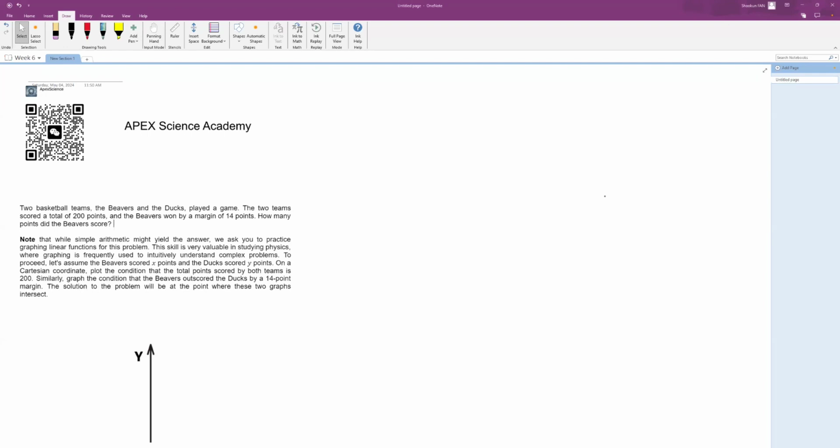So here, let's try to read the problem. Two basketball teams, the Beavers and the Ducks, played a game. And the two teams scored a total of 200 points, and the Beavers won by a margin of 14 points.